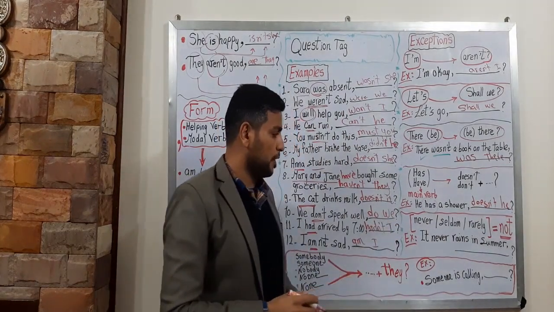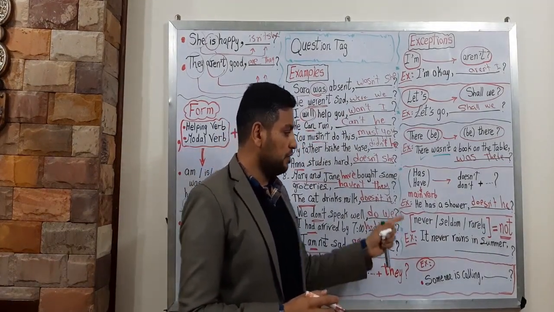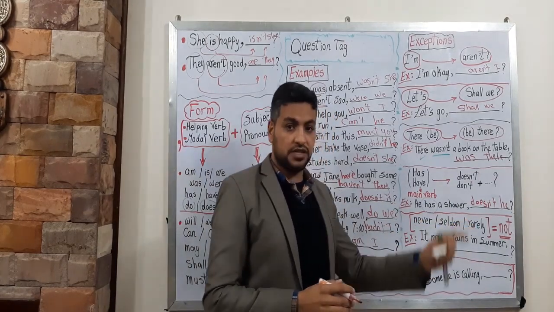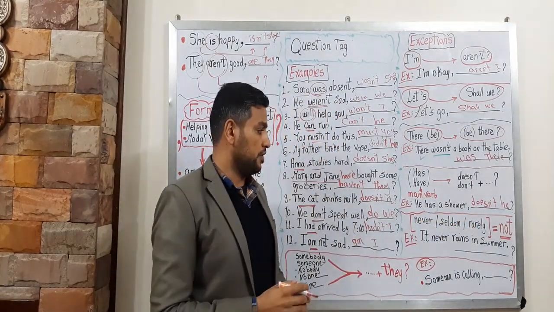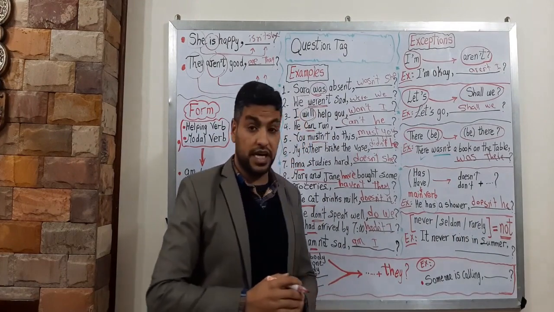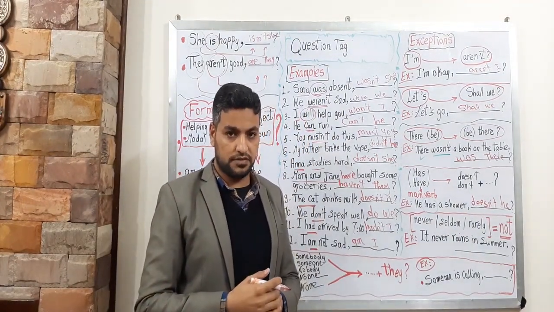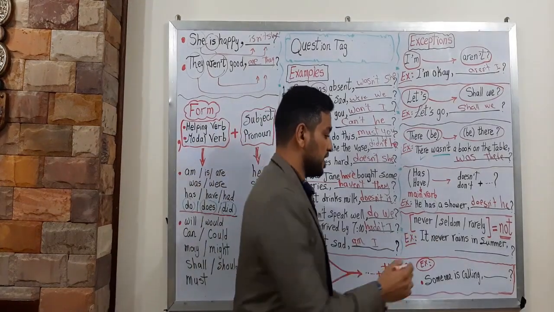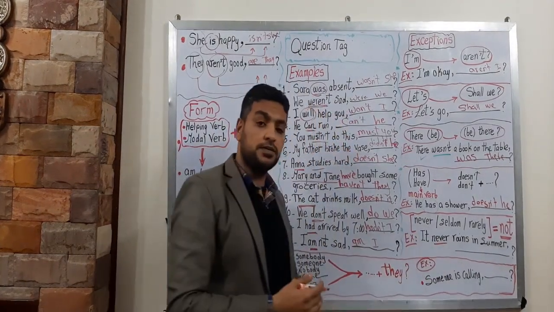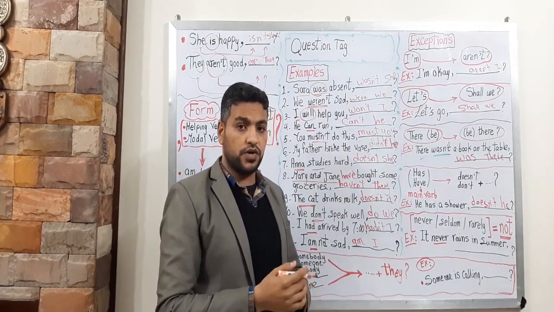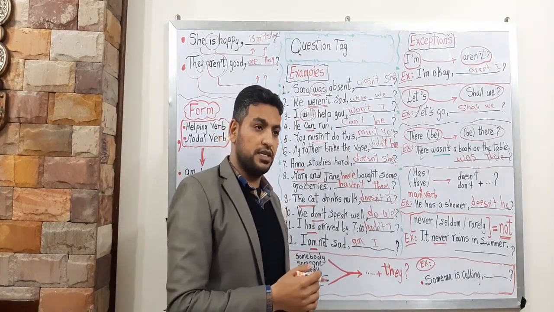Number 5, or the 5th one: never, seldom, rarely. If the sentence contains one of the 3 words in front of you, we can understand the sentence is negative. So the question tag will be positive. Got this point? So it never rains. The sentence is in the present simple. It never rains. So it's a present simple.